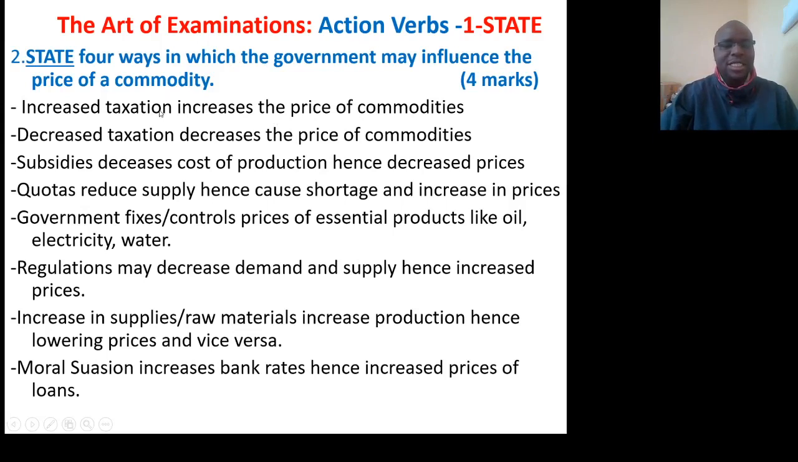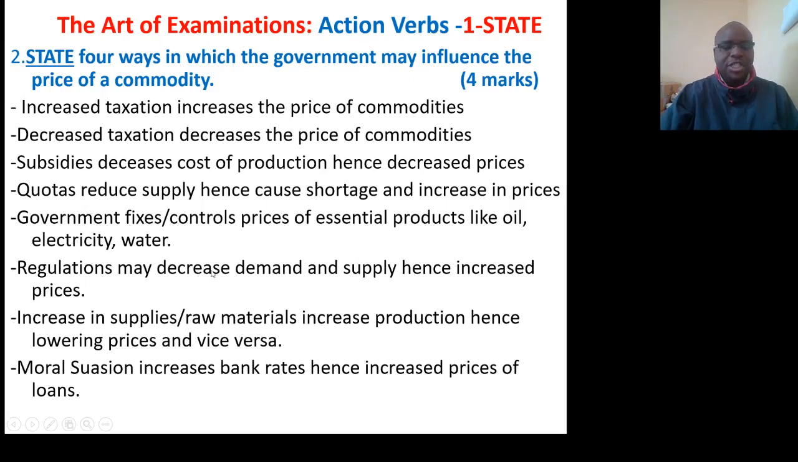1. Increased taxation increases the price of commodities. 2. Decreased taxation decreases the price of commodities. 3. Subsidies decrease the cost of production, hence decreased prices by suppliers. 4. Quotas reduce supply, hence cause shortage and increase in prices. 5. Government fixes or controls prices of essential products like oil, electricity, water.